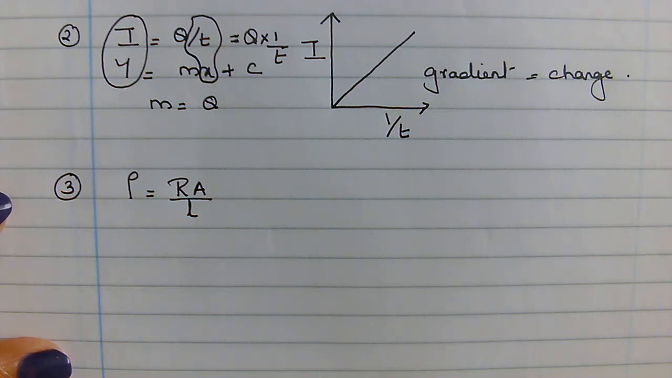Now a slightly different one. Resistivity rho equals RA over L. So they are again asking me to design an experiment to find the resistivity of a given material of wire. So I don't know the resistivity, so I need to find the resistance.